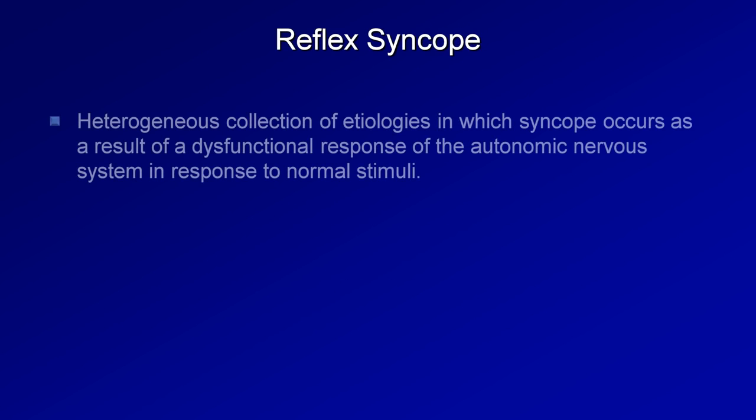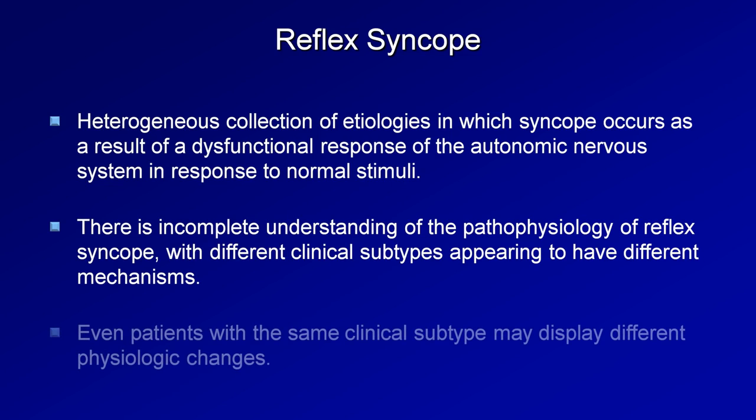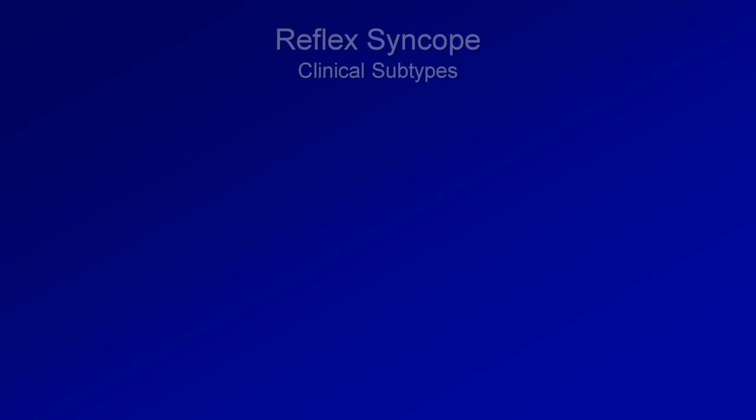Reflex syncope is a diverse collection of etiologies in which syncope occurs as a result of a dysfunctional response of the autonomic nervous system to a normal stimulus. There's incomplete understanding of the pathophysiology of reflex syncope, with different clinical subtypes appearing to have different mechanisms, but even patients with the same clinical subtype may display different physiologic changes at different times. There are three of these clinical subtypes.